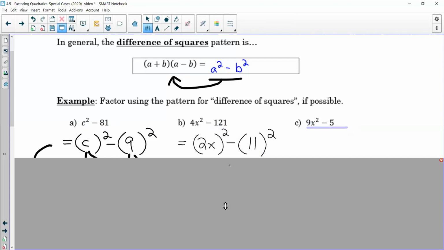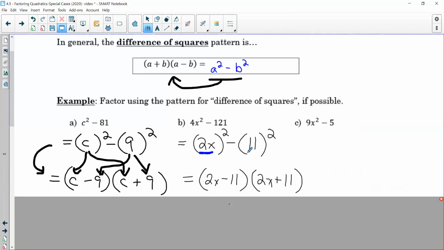Okay, so again, once we find that this pattern works, we can write it in factored form. One set of brackets will have the 2x minus the 11, and the other set will have the 2x plus the 11.